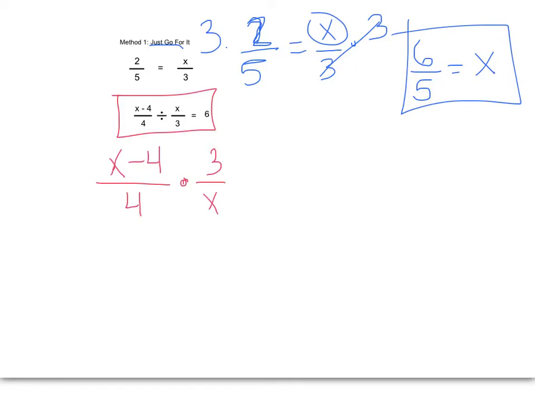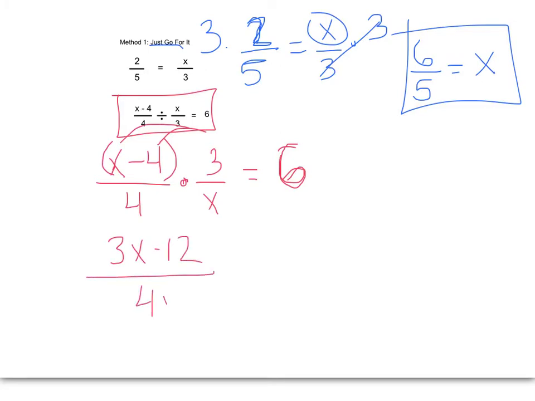There's nothing that I can cancel. Those x's have to stay. The 3's and the 4's can't cancel. The 4's and the 4's can't cancel. Nothing really helps out. Don't forget to bring the entire equation with you, though. Alright, so multiplying straight across, I'm going to distribute that 3. So I get 3x minus 12 all over 4x.